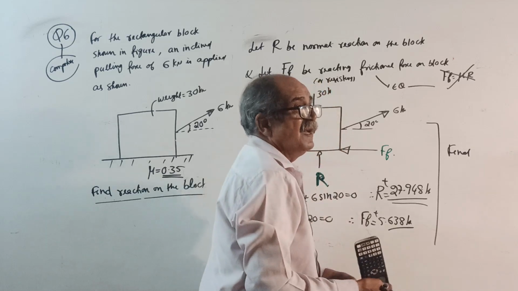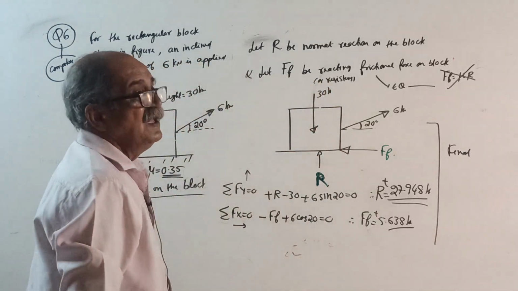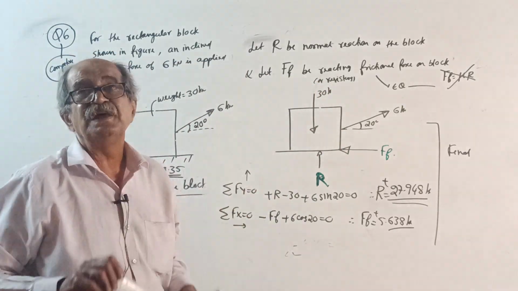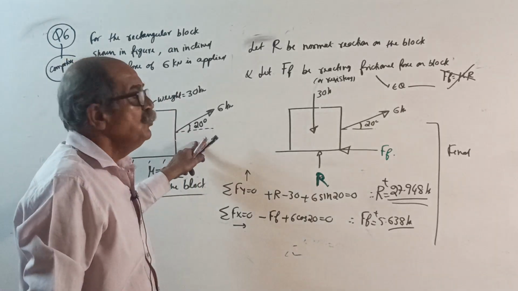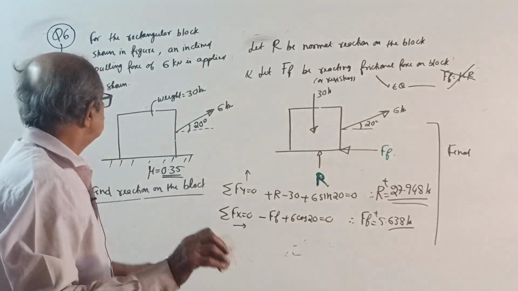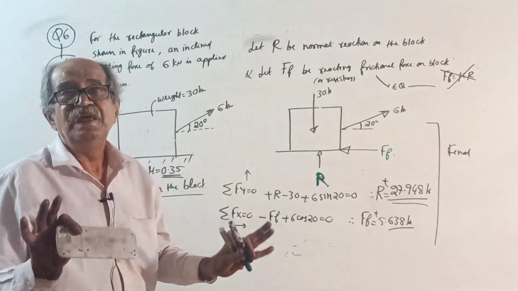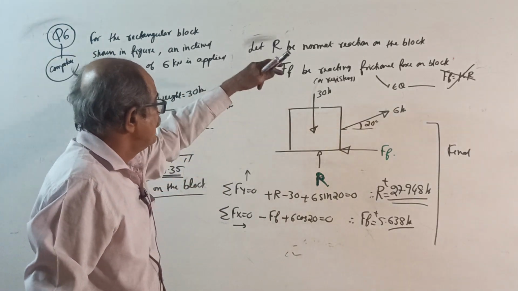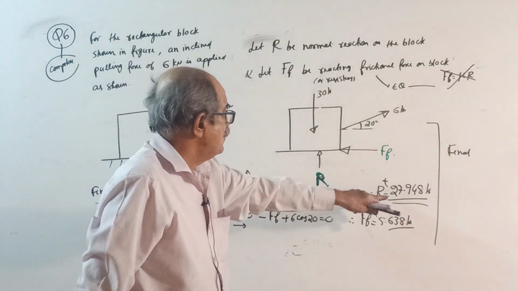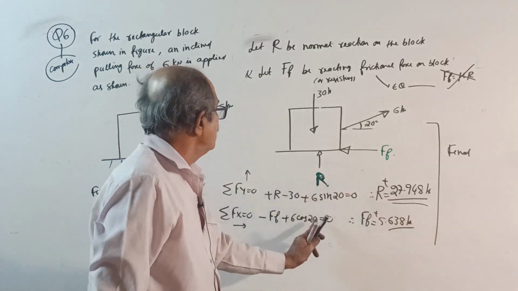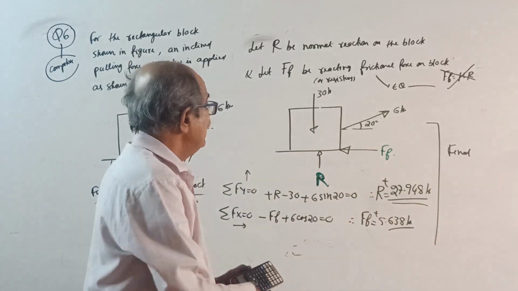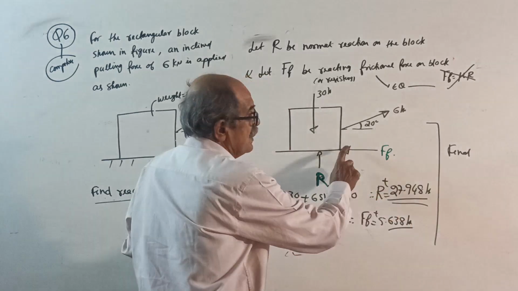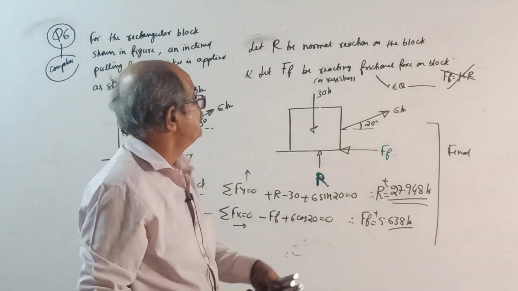When the given block is resting on a surface and the mu value is not given, then if the block is still stationary, it is their problem. If the block is moving, we are not responsible. Understand that this block is stationary. There is no requirement of reaching the limiting stage. Then there is a normal reaction of 27.948 kilonewton vertically up on the block and a reacting frictional force of 5.638 kilonewton acting to the left side. This is the final answer.